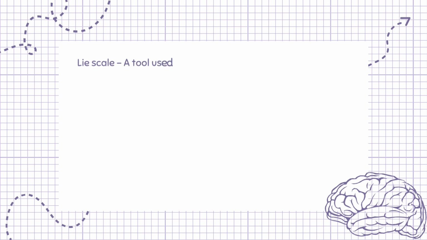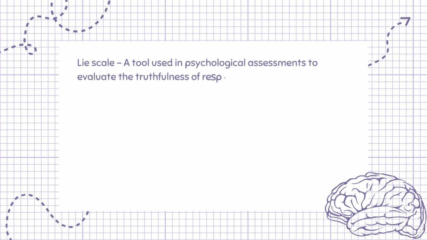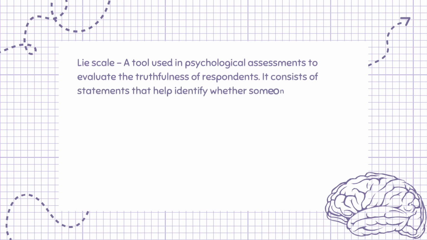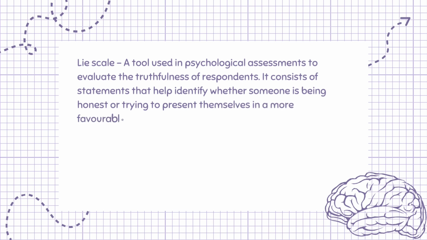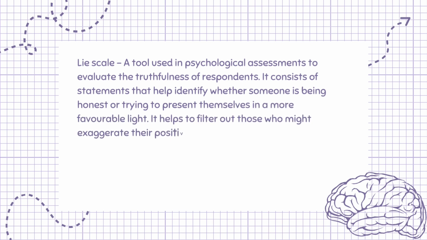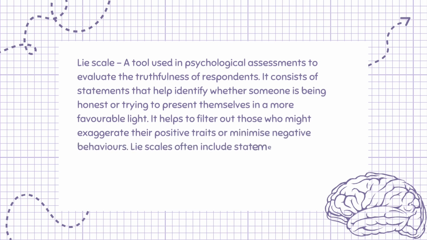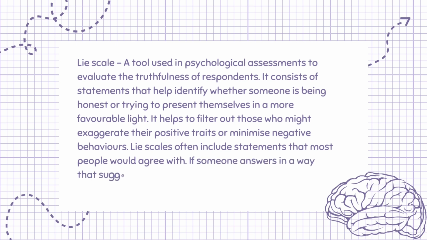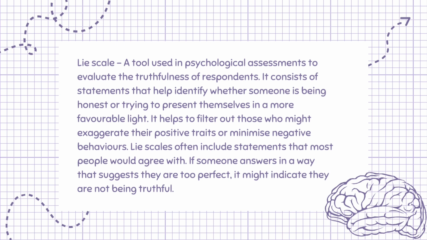Lie scale: a tool used in psychological assessments to evaluate the truthfulness of respondents. It consists of statements that help identify whether someone is being honest or trying to present themselves in a more favorable light. It helps to filter out those who might exaggerate their positive traits or minimize negative behaviors. Lie scales often include statements that most people would agree with. If someone answers in a way that suggests they are too perfect, it might indicate they are not being truthful.